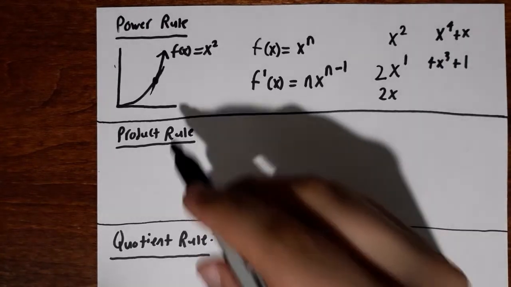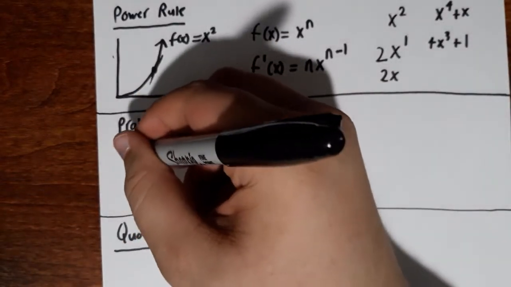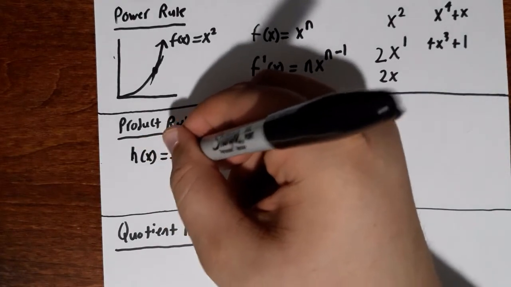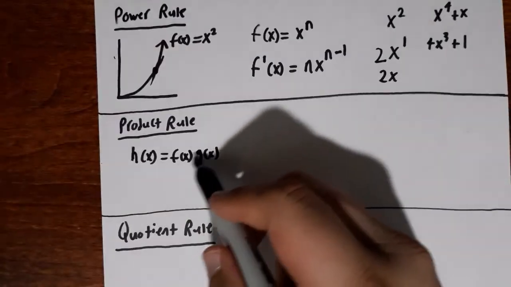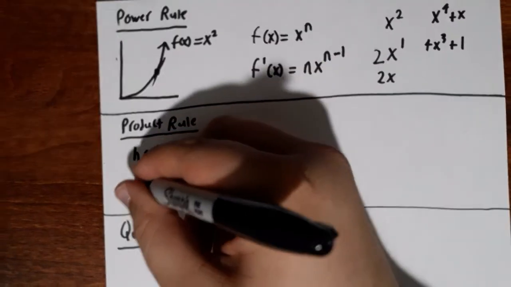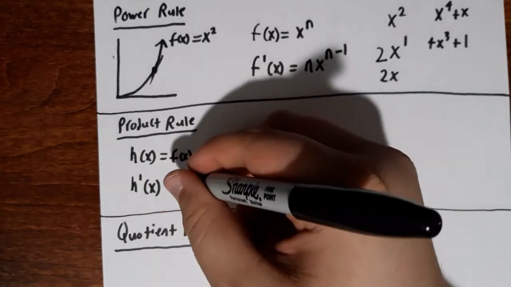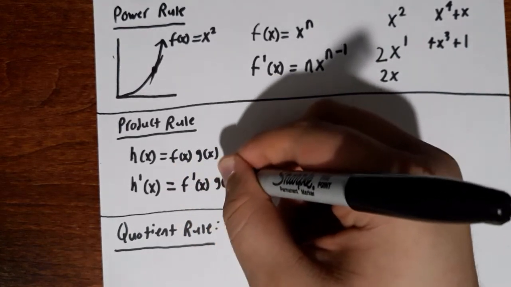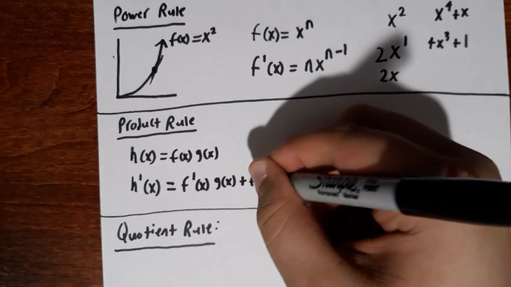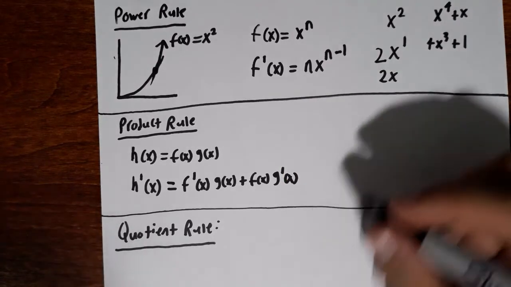Now the next rule that we're going to look at is the product rule. The product rule takes the form that h of x equals f of x times g of x. And f of x and g of x are just two separate functions. So the derivative of h of x is going to equal the derivative of f of x times g of x plus f of x times the derivative of g of x.